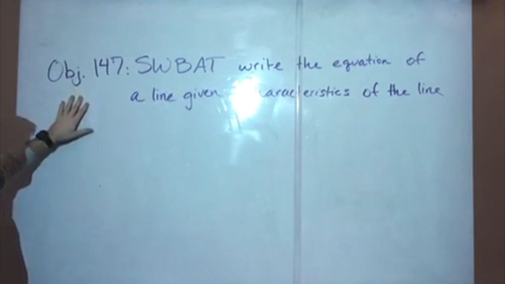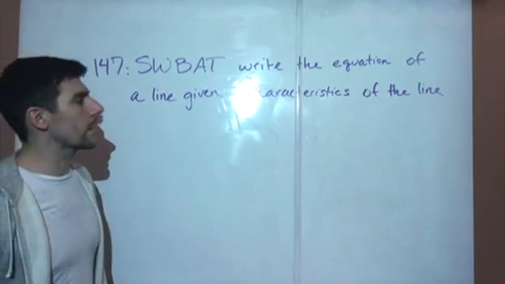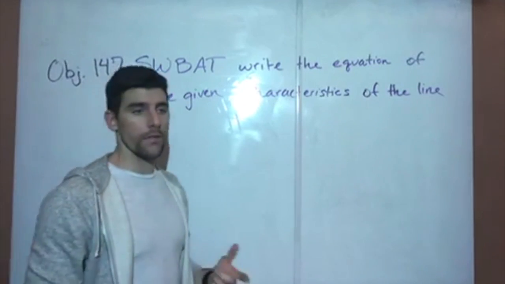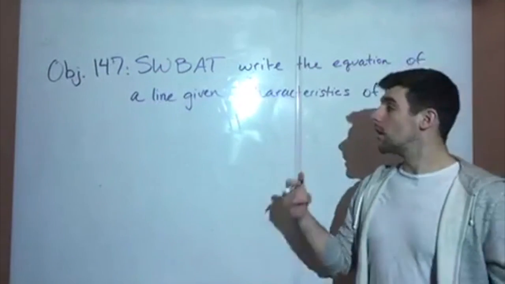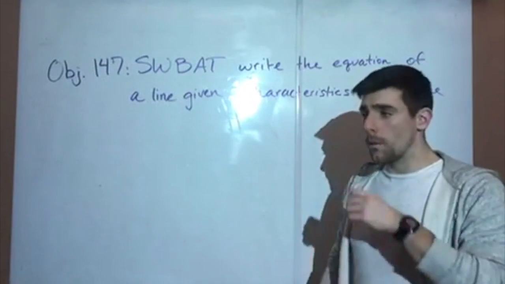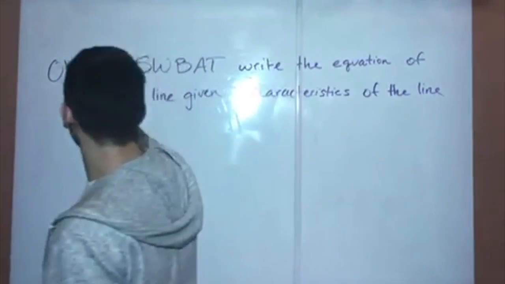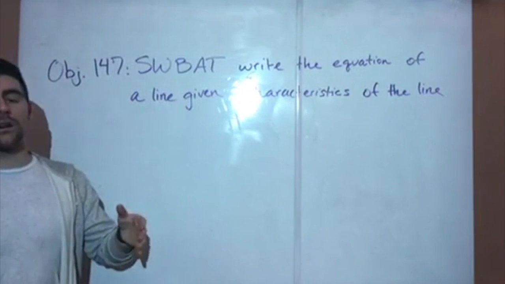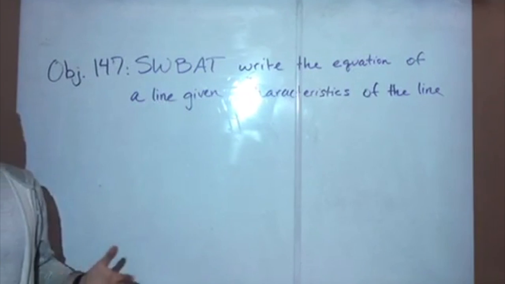This is objective 147. Students will be able to write the equation of a line given characteristics of that line, or of the line itself. Go ahead and pause and get that down. I should say this is objective 147, but it applies to objectives 144, 145, 146, and frankly every objective in this unit.